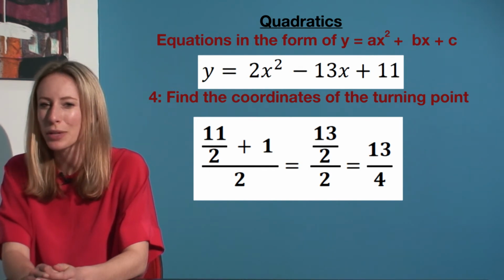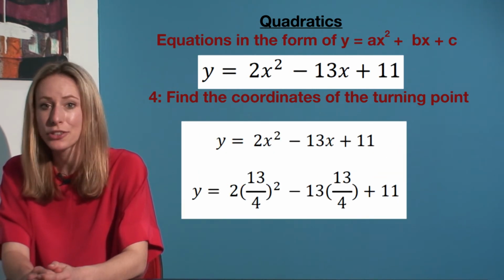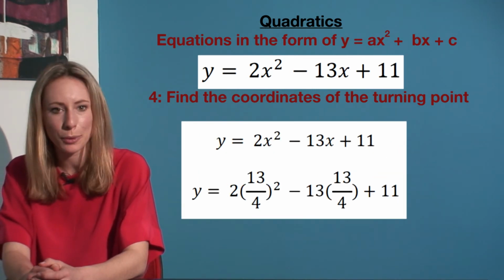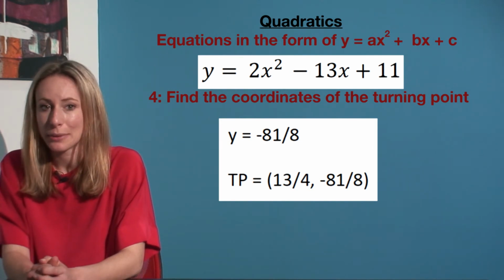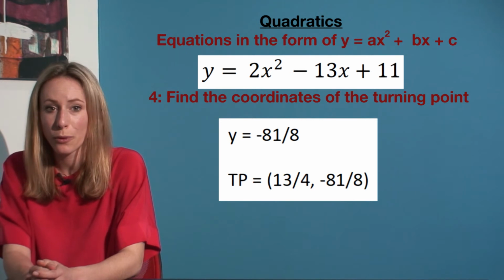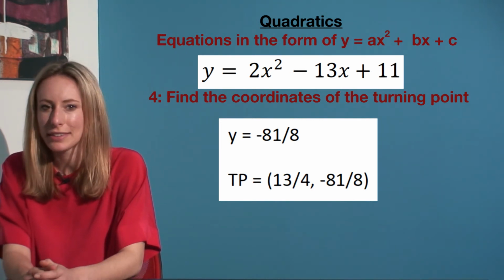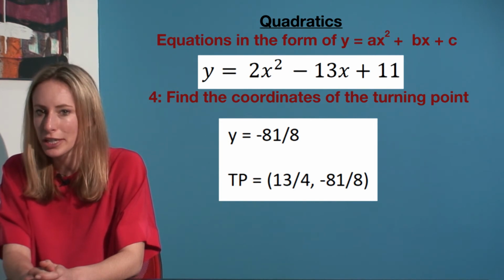Just a note, keep all numbers as fractions. Once we have the x-coordinate, we can substitute this into our equation to find the y-coordinate. This will give us y equals negative 81 over 8, and so our turning point will be (13/4, -81/8).